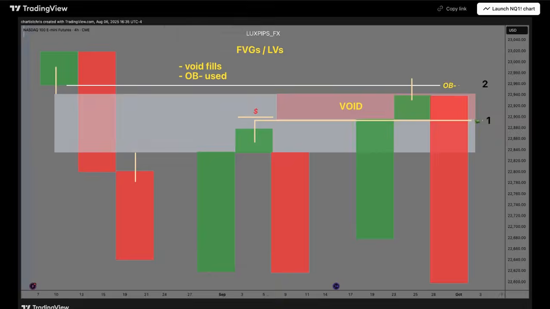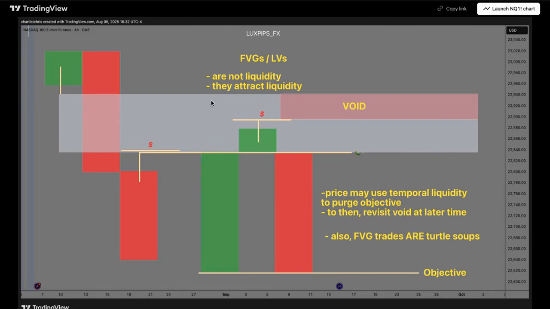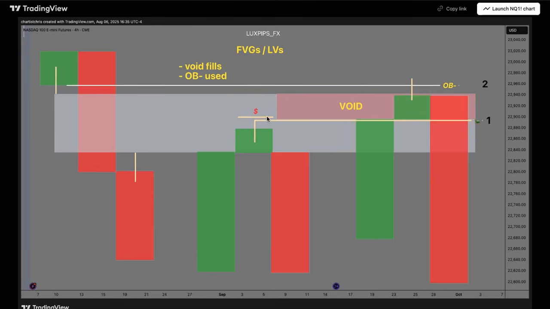So for coffee. So looking at when the void fills, this FEG test is then being used as the turtle soup. Just as the third candle of the FEG can be turtle soup, so can the test of the FEG be turtle soup. So you can see the void fills and the OB is used up here for the 1 and 2 stage liquidity to then continue price.